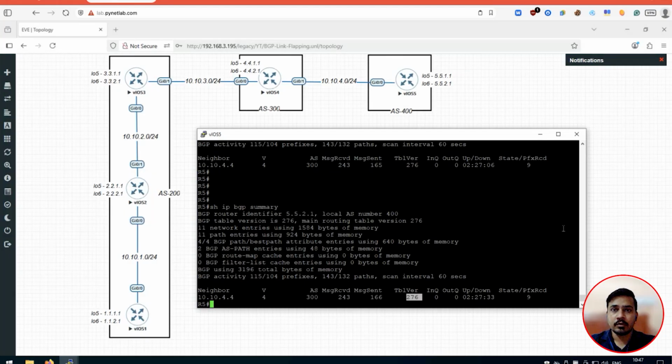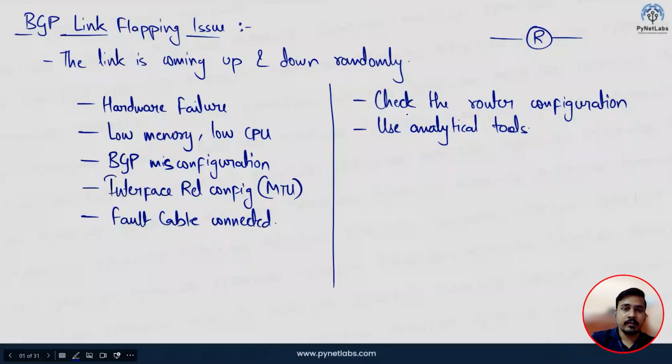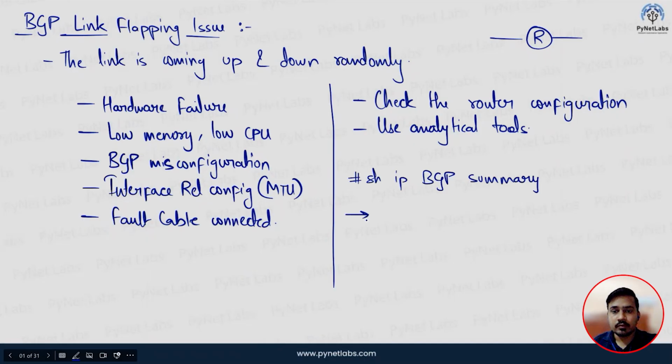So this is one thing. Whenever you are going to troubleshoot the link flapping issue, the one command that I suggest is that you go ahead and run the command show IP BGP summary. Okay, so it might take a while. The thing that you have to notice is that you have to observe the prefixes that are being shared. When you run this command, you have to observe the prefixes you are receiving.